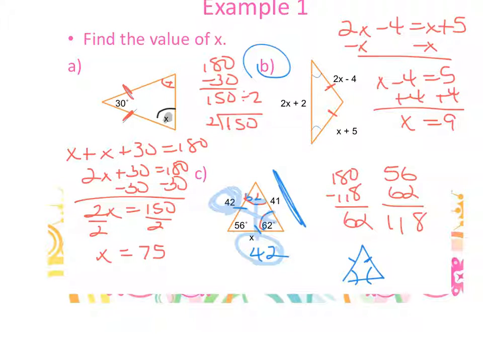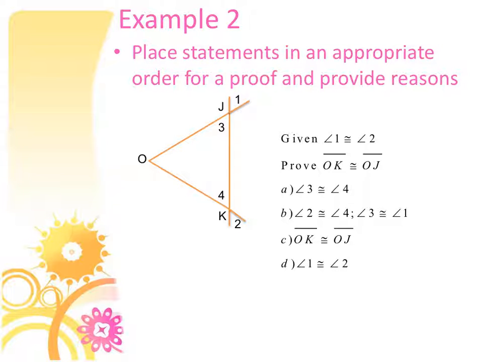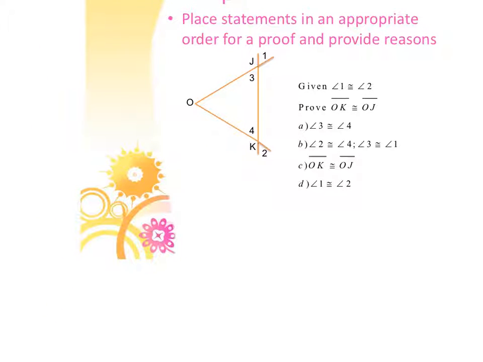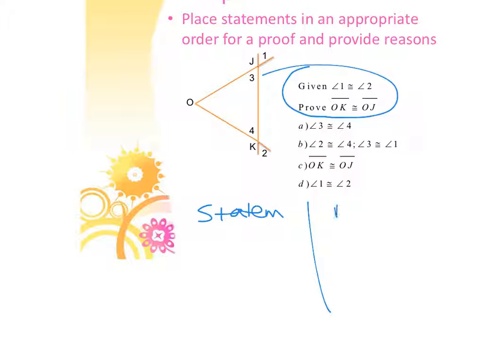Thanks. Okay, so that was the answer to C. It was 42. All right, let's go on to the next slide. And we have a proof. However, they've given us the stuff. We just have to put it in the correct order. So let's start out. This is our given and our proof. So here's our statements. And here's our reasons. So what's going to be statement number 1?